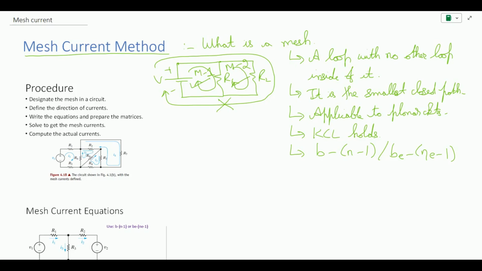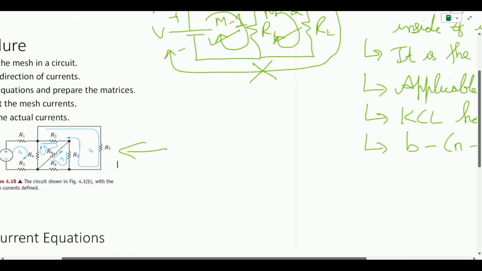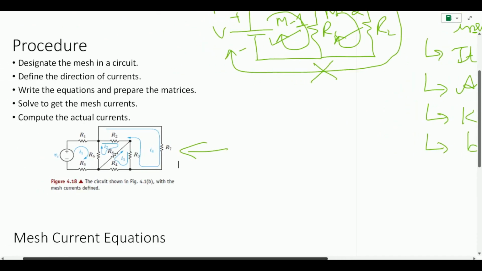When we are going to solve mesh current problems, we are going to look at different steps to solve it. For instance, if you look at this circuit in front of you and we want to solve it, how are we going to analyze it? Let us have a look. The steps will be that we first need to make sure that this is a planar circuit, and we can see that there are no crossing branches. So this is a planar circuit.